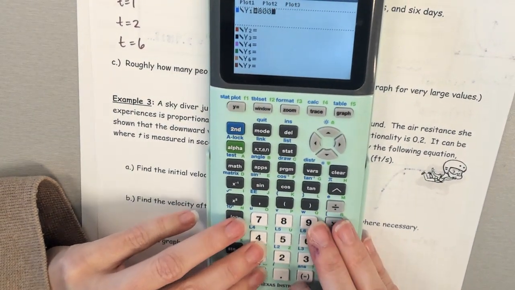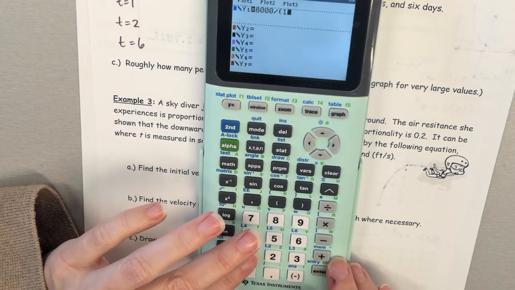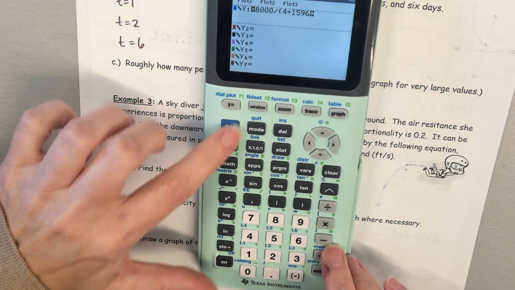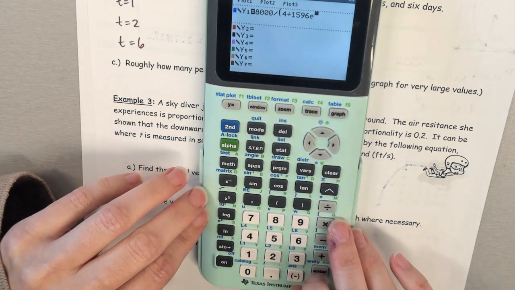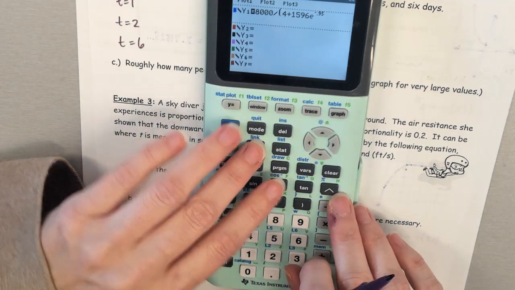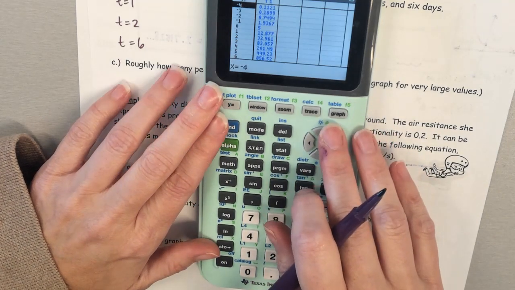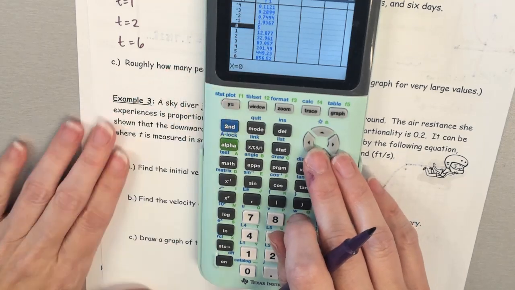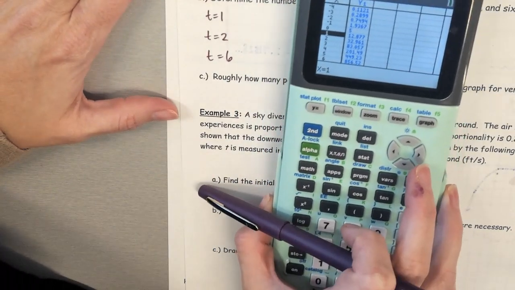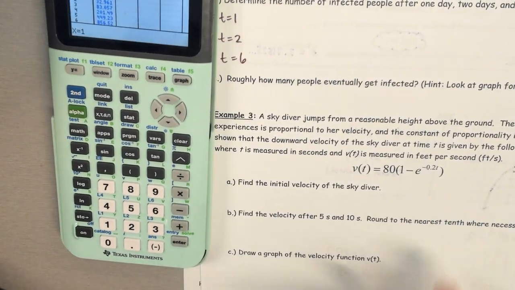Okay. So 8,000 divided by, and then in parentheses, you're doing 4 plus 1596 e to the power of negative 0.95x. Then you're closing your parentheses. Okay, I really don't know what happened. Okay, so when you're looking at this for the 1, go back and type it in again. That's what Ashley was getting to.